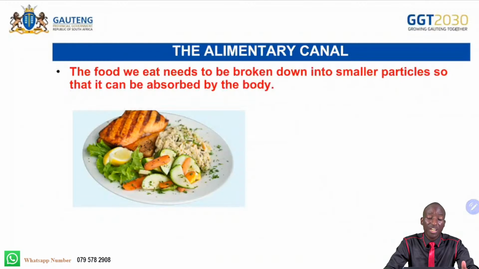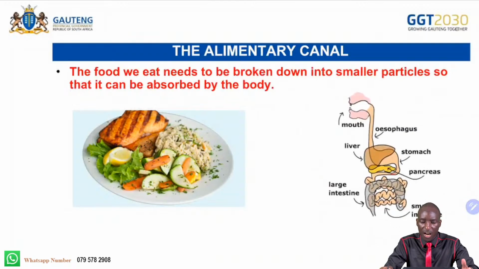Right, the food we eat needs firstly to be broken down into smaller particles so that it can be absorbed by the body. Remember, the body cannot absorb the large quantities and chunks of food that we take in. So we need, first of all, to have that food broken down into soluble particles that can easily be absorbed by the body, right? Okay, so now what happens?